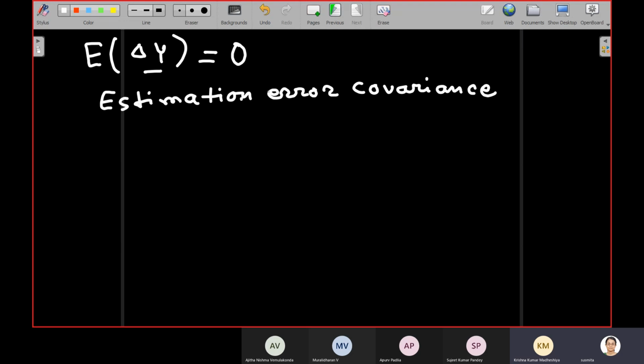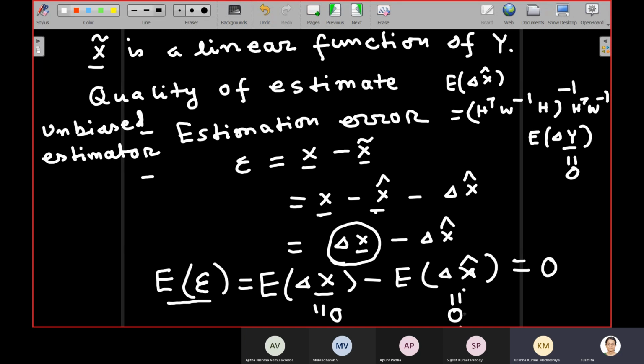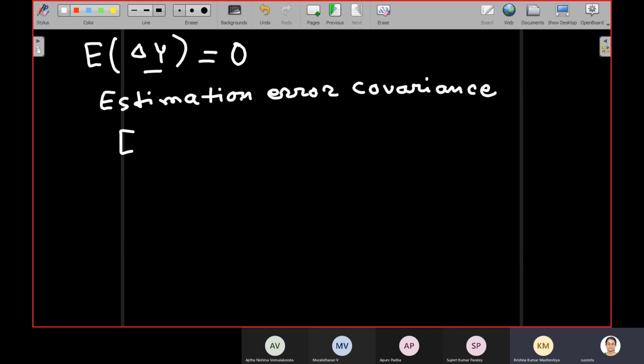Since we do not know the truth, we can only predict in a statistical sense something about the quality of estimate. First, we need to see whether we have an unbiased estimate or not, and then we need to find the estimation error covariance. Seeing the values of the estimation error covariance for a particular problem, we can say the quality of estimate is good. Or if the estimation error covariance is large, then the quality of estimate is not so good. So let's find the estimation error covariance. We know that the mean of the estimation error is 0.